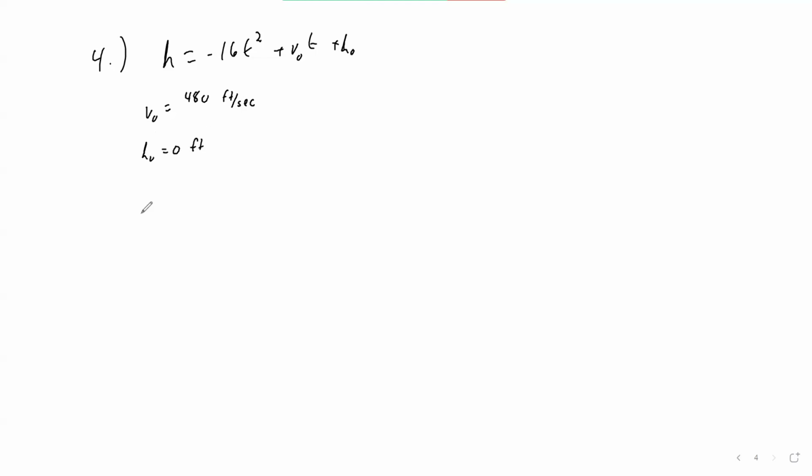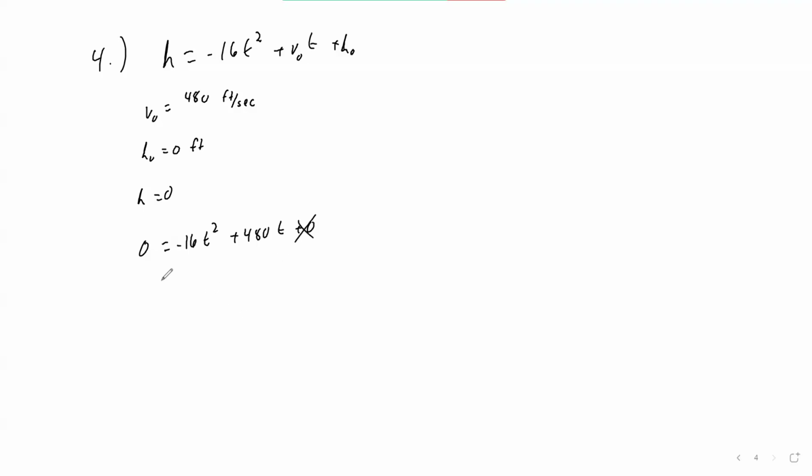So I'm going to plug in. I'm trying to figure out when it's going to hit the ground. So when it hits the ground again, my height from the ground would be 0. So that means I have 0 equals negative 16t squared, because I don't know the time. I'm trying to find out when it will. Plus 480t plus 0. So when I do that, that pretty much goes away.